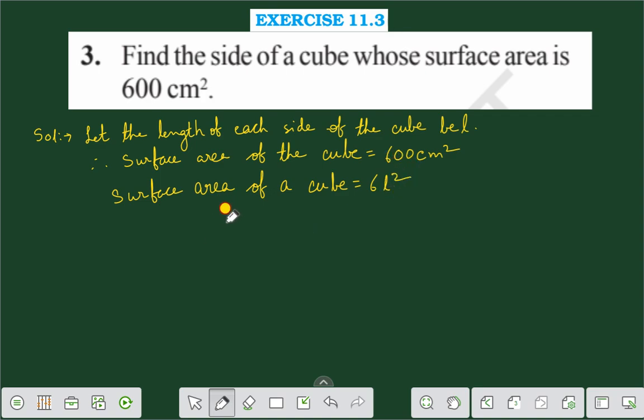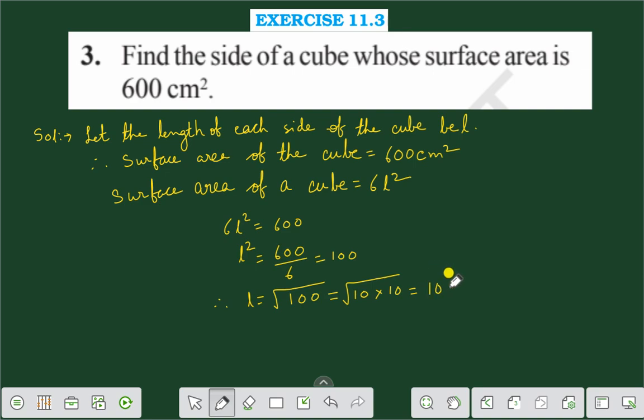Therefore, according to the question, 6L square is equal to 600, or L square is equal to 600 by 6, that is equal to 100. Therefore, L is equal to square root of 100, that can be written as square root of 10 into 10, that is equal to 10 centimeter, right? Therefore, we find that the side of the cube is 10 centimeter.